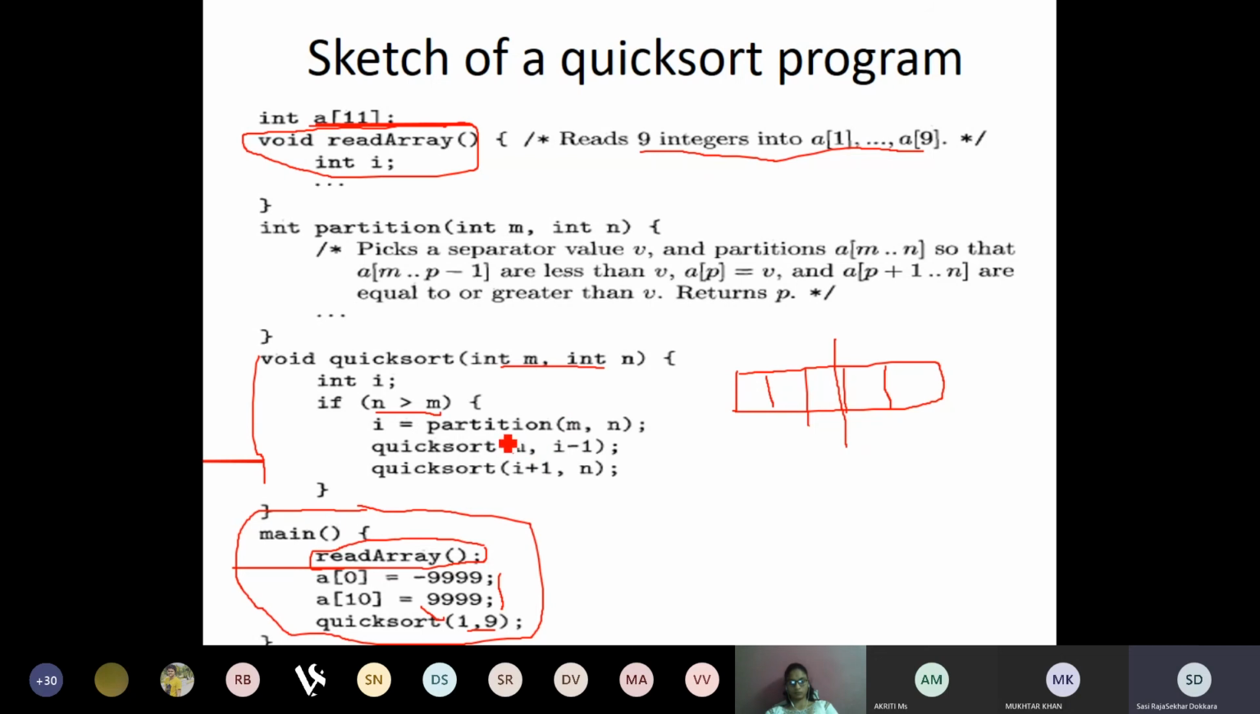So once the quicksort is called, we call the partition program, and what this partition program is going to do is pick the pivot element, separator value v, and then partition this into two parts: a of m to p minus 1, and a of p plus 1 to n. These two parts are done, and then it is going to again recursively call quicksort, and then partition. So this is the way the program is going to run.